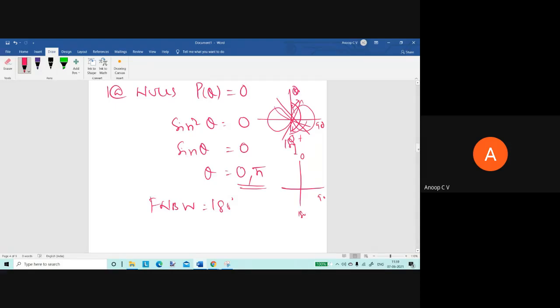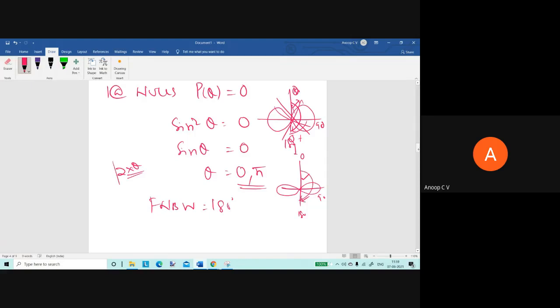So sine square theta pattern will be something like this. Again, what I told is correct, right? And null will happen at theta equal to 0. First null happens at theta equal to 0, so you can't take 2 into theta there, right? First null happens at theta equal to 0 and also at theta equal to 180 degree. These two are nulls. So the separation between these two is what you have to see.